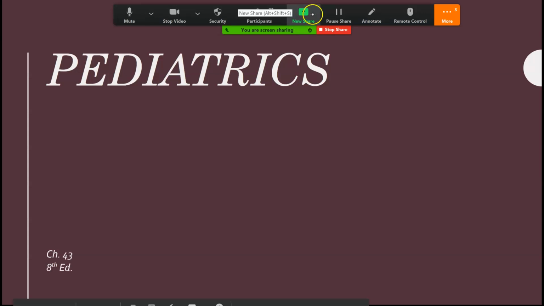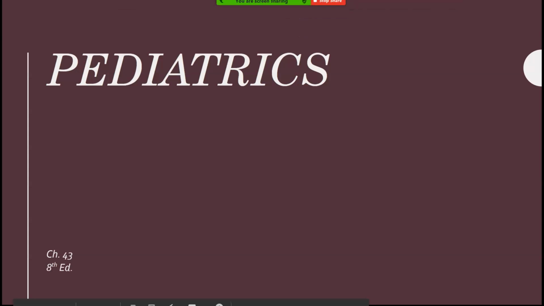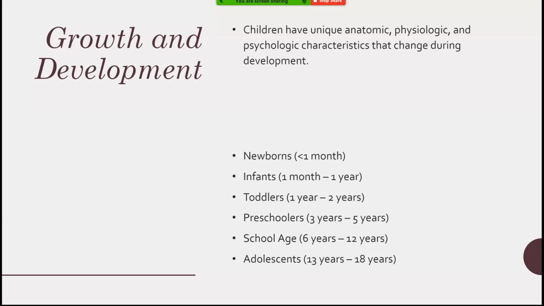So much like how women are not tiny men, kids are not tiny adults. There are significant differences between how we approach pediatrics versus how we approach adult patients.